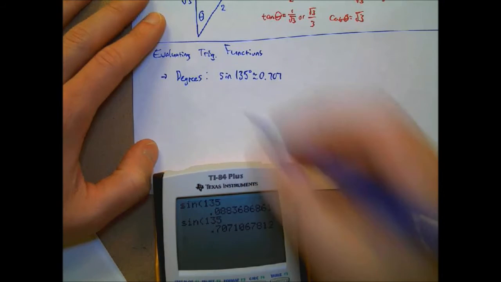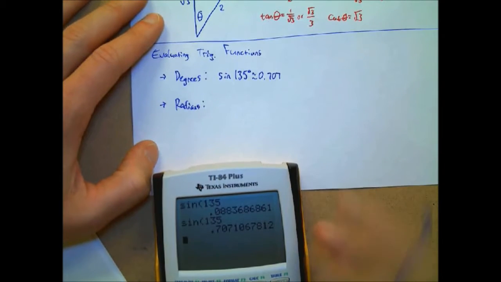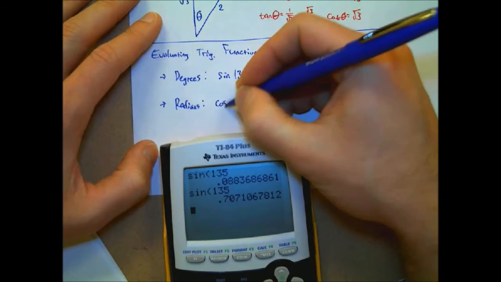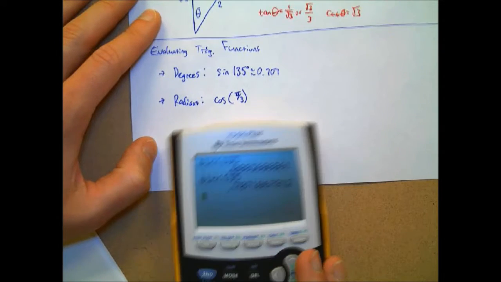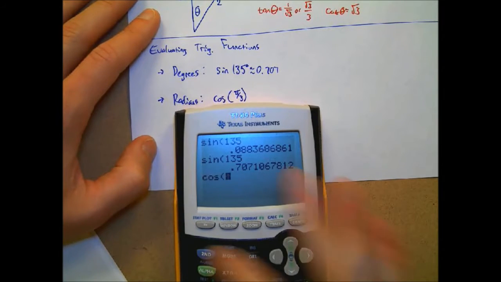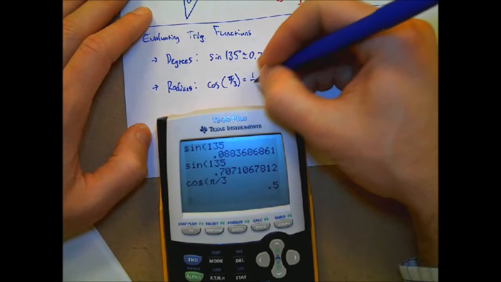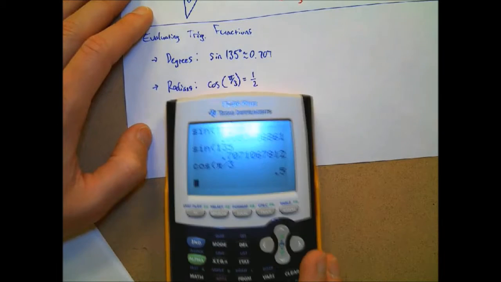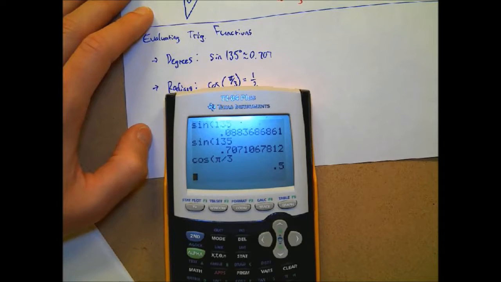Likewise, if I want to do radians, let's say I want to do the cosine of pi over 3, just as an example. I need to go back into my calculator, hit the mode button, go down to radians, and then I'll do cosine of pi over 3, which is 0.5, 1/2. And the pi button, if you don't know, is second, the caret below the clear button there. So that's how you can use your calculator to evaluate trig functions.